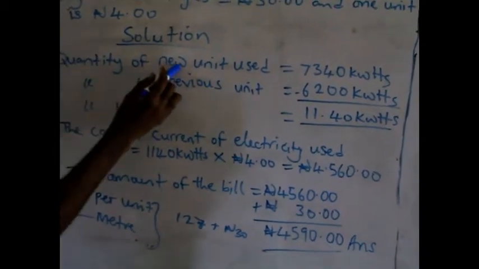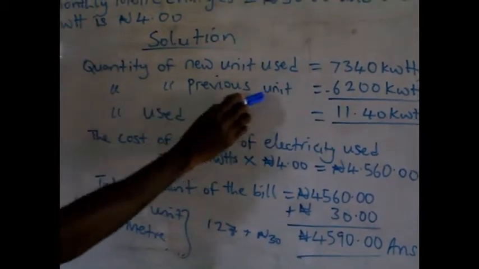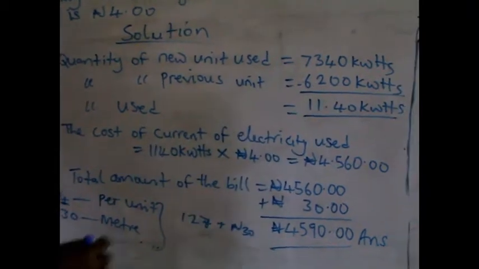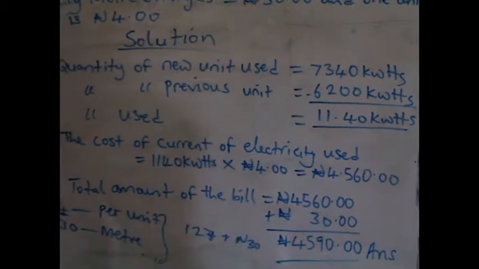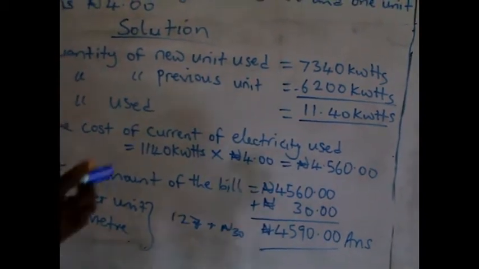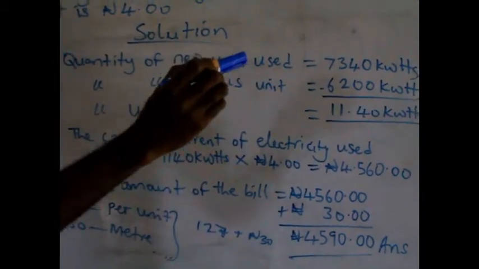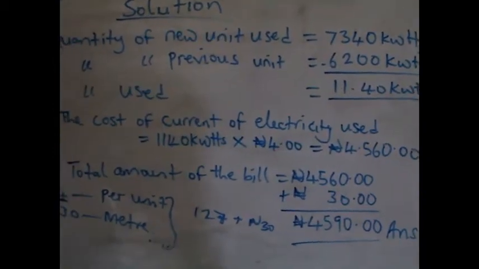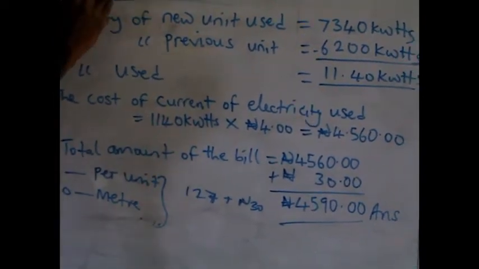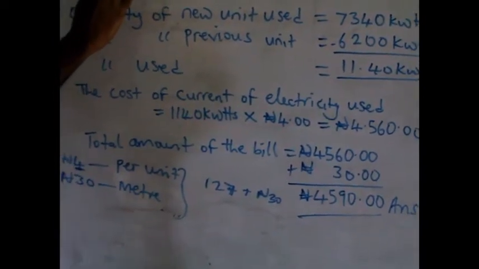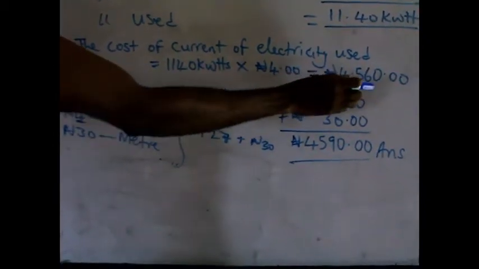The quantity of new unit used is this, and this is the previous one used. So you subtract this from this, and this will be your answer. When you do that, you have 11.40 kilowatts of current used, and now you multiply it by the constant, which is 4 naira, and you have this.